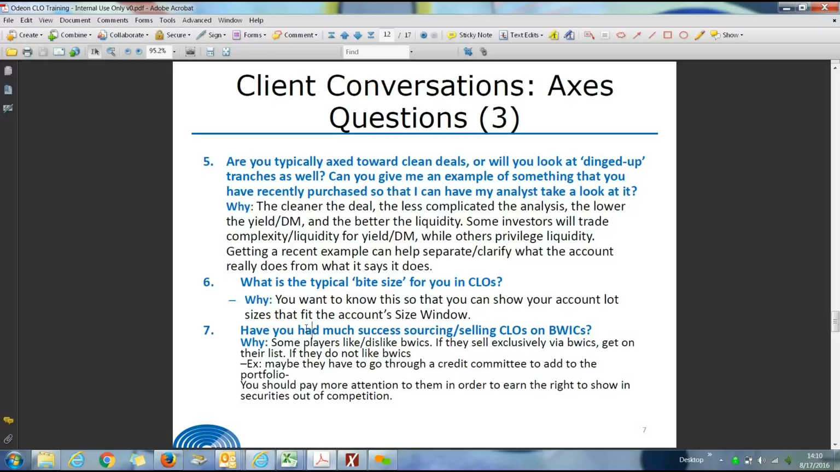All right. Have you had much success sourcing or selling CLOs on BWICs? What I'm trying to figure out here is, are they playing in BWICs, and when do they play? A lot of guys just play when they're selling. They'd rather buy out at comp, but you want to get on their BWIC list because then we get color. The more color that we get, and yeah, we can get color through Empirisign and stuff, but if you're on their list, they give you more color, and also they take your call more often.